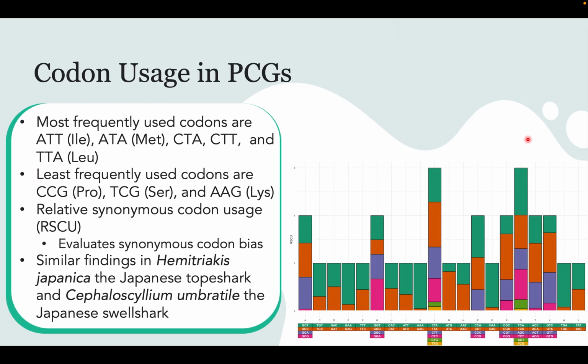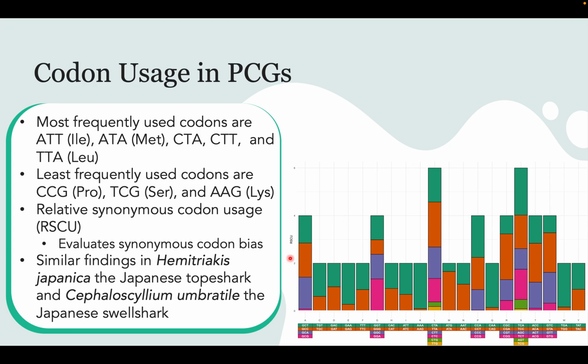Our next step is to determine codon usage in the protein-coding genes. The most frequently used codons include ATT, which codes for isoleucine, ATA, which codes for methionine, and CTA, CTT, and TTA, which all code for leucine. The least frequently used codons include CCG, which codes for proline, TCG, which codes for serine, and AAG, which codes for lysine. The codons in the protein-coding genes of Triakis fasciata were observed to be AT-rich. These findings are in line with previous observations in the cofamilial Heterodontus japonicus, or the Japanese bullhead shark, and Cephaloscyllium umbratile, or the Japanese swell shark.